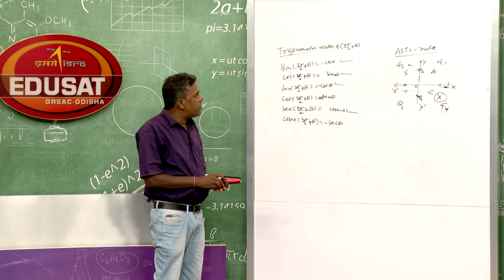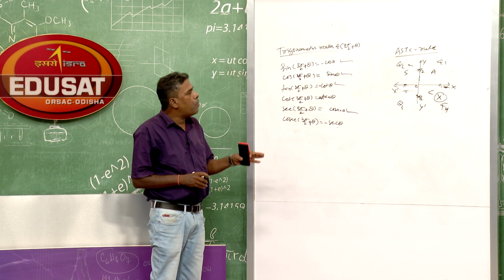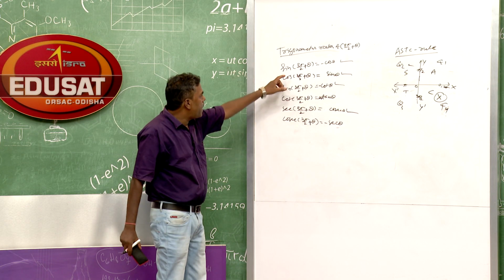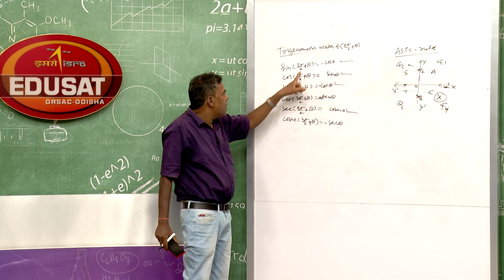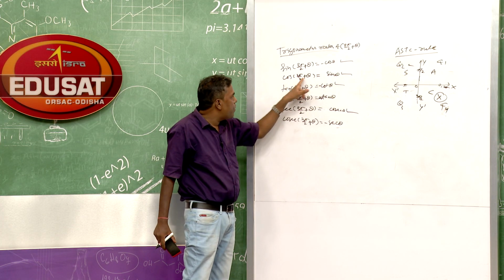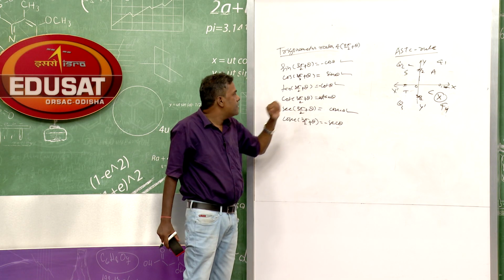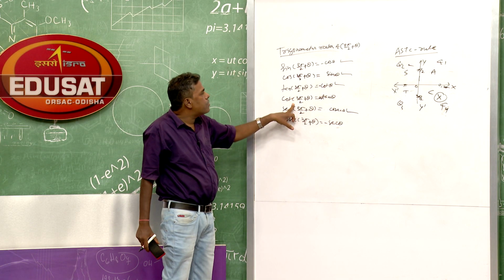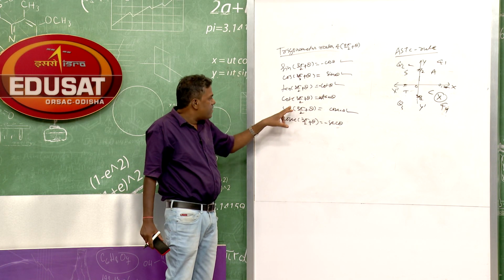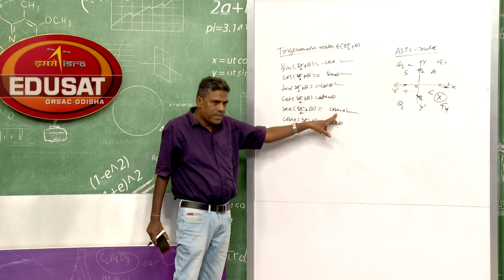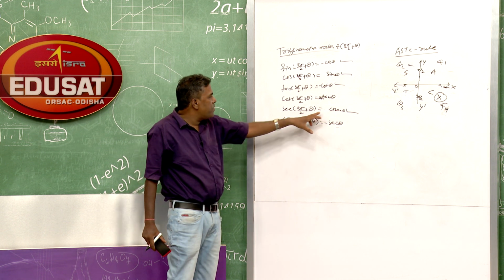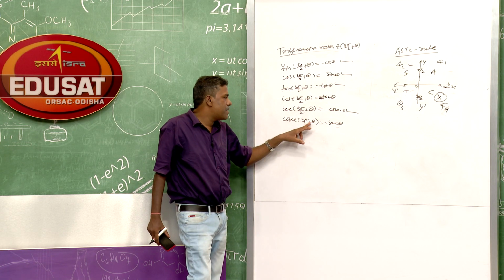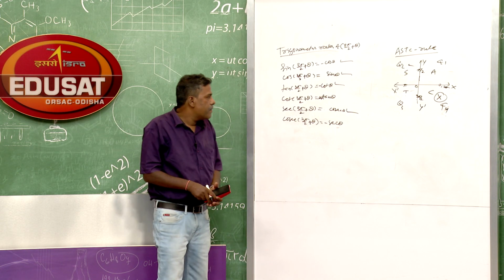Since 3 pi by 2 plus theta is in quadrant number 4, in quadrant 4 cos is positive and sec is positive and others are negative. So, sin of 3 pi by 2 plus theta is equal to minus cos theta, cos of 3 pi by 2 plus theta is equal to sin theta, that is positive, tan of 3 pi by 2 plus theta is equal to minus cot theta, cot of 3 pi by 2 plus theta is equal to minus tan theta, sec of 3 pi by 2 plus theta is equal to cosec theta, that is positive, and cosec of 3 pi by 2 plus theta is equal to minus sec theta.